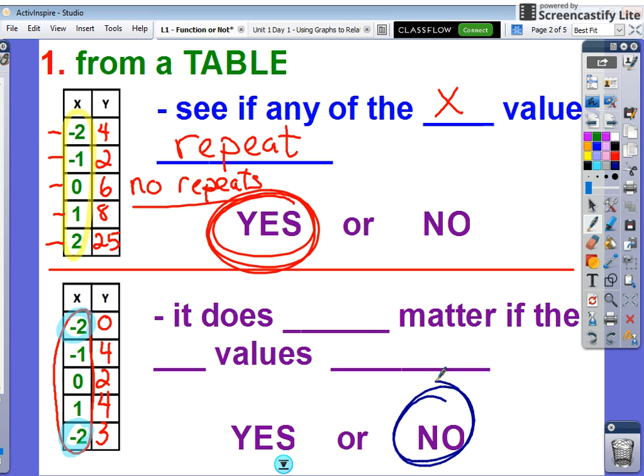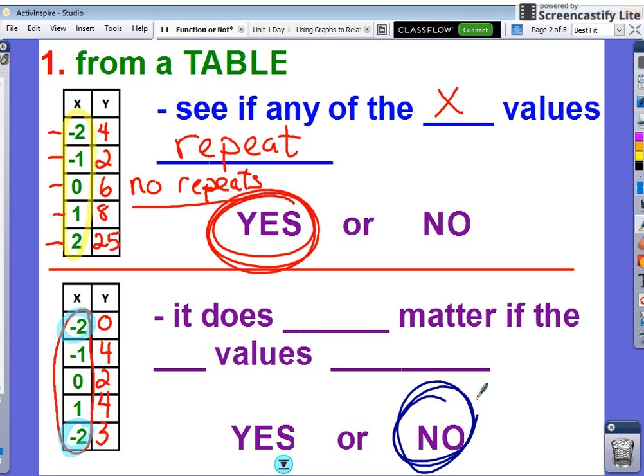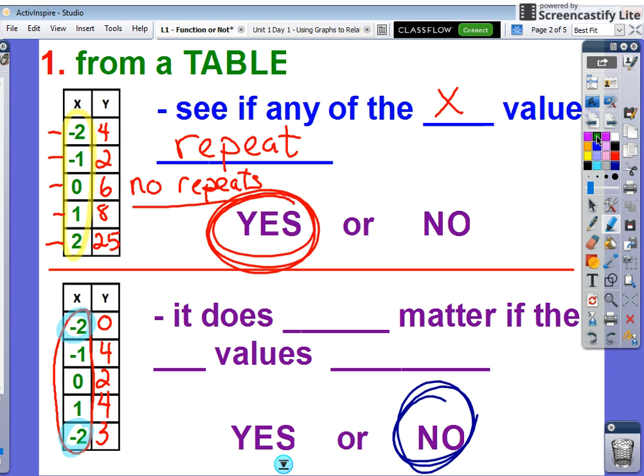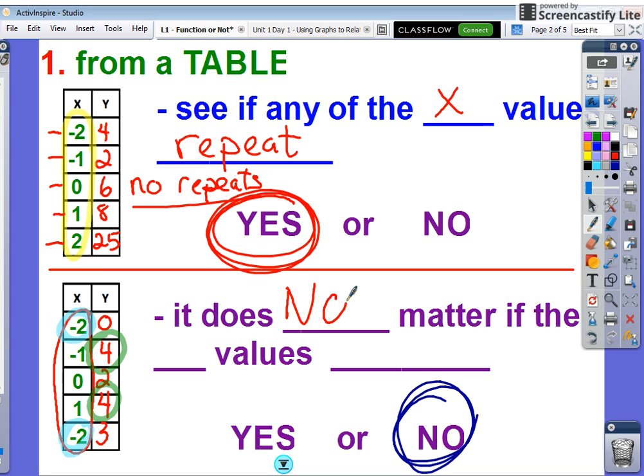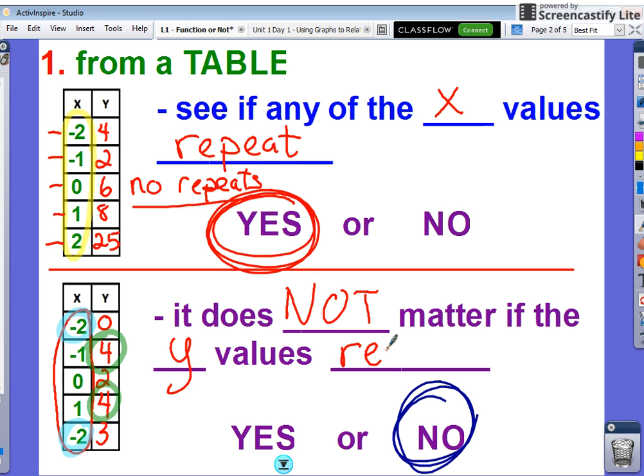The one thing that we don't care about is that our y values repeated. We don't care that our 4 and our 4 repeated itself. So it does not matter. That's what goes in our blank here: it does not matter if the y values repeat. That doesn't matter at all. So if the x values repeat, it does matter. If the y values repeat, it does not matter.